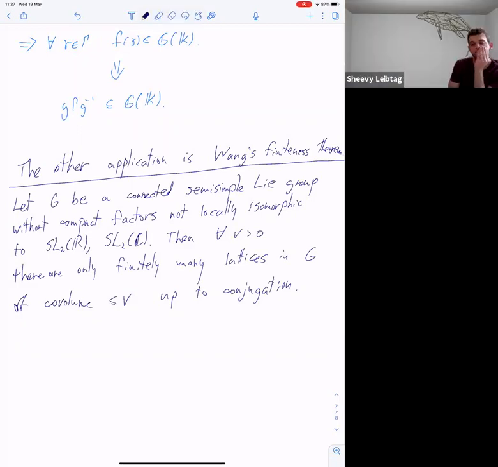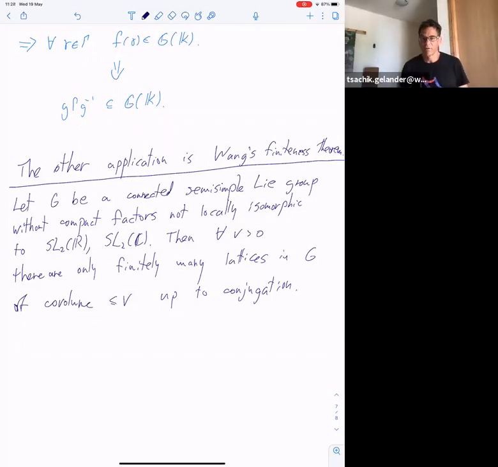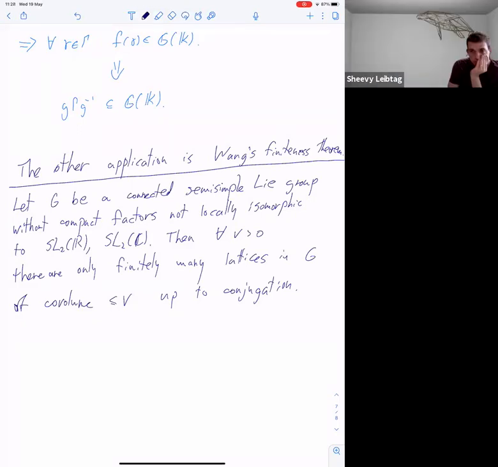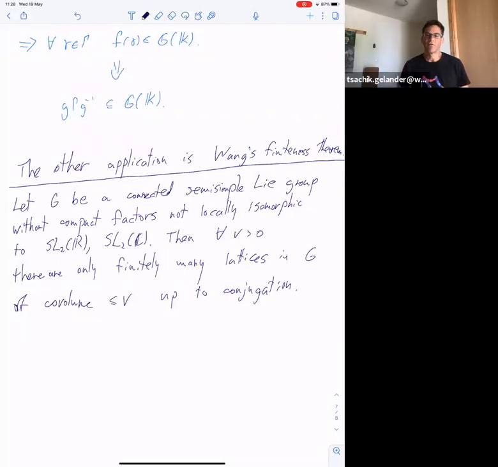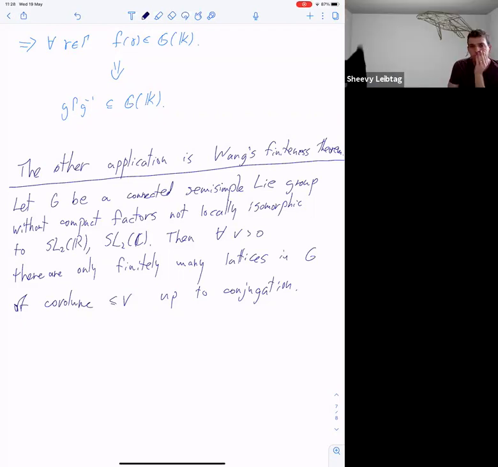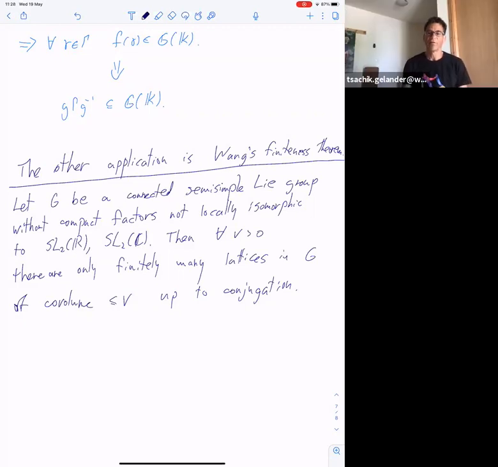So is it true that you have only finitely many lattices up to isomorphism, abstract isomorphism? In SL2R, yes. But not in SL2C? In SL2R, it's true, because, for instance, you can deduce it from some version of the Gauss-Bonnet theorem. It's not true in SL2C, even up to covolume V. Yeah, in SL2C, it's not true.